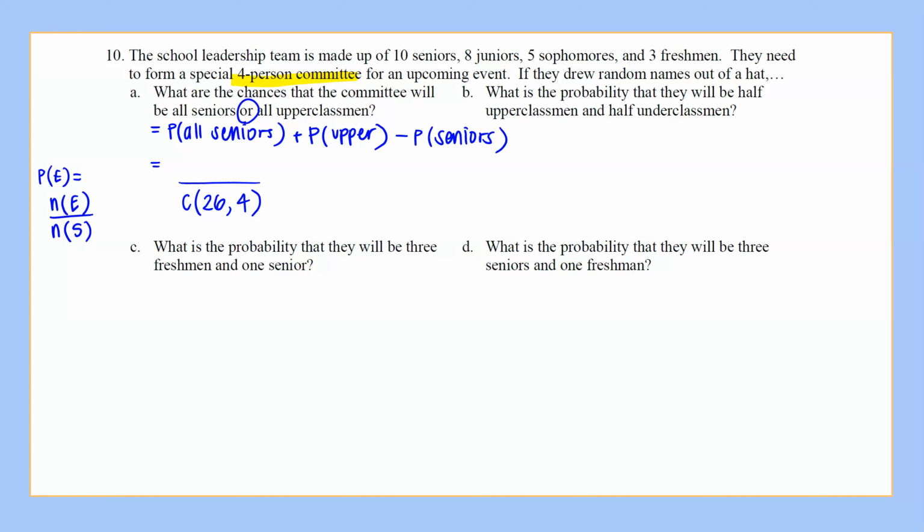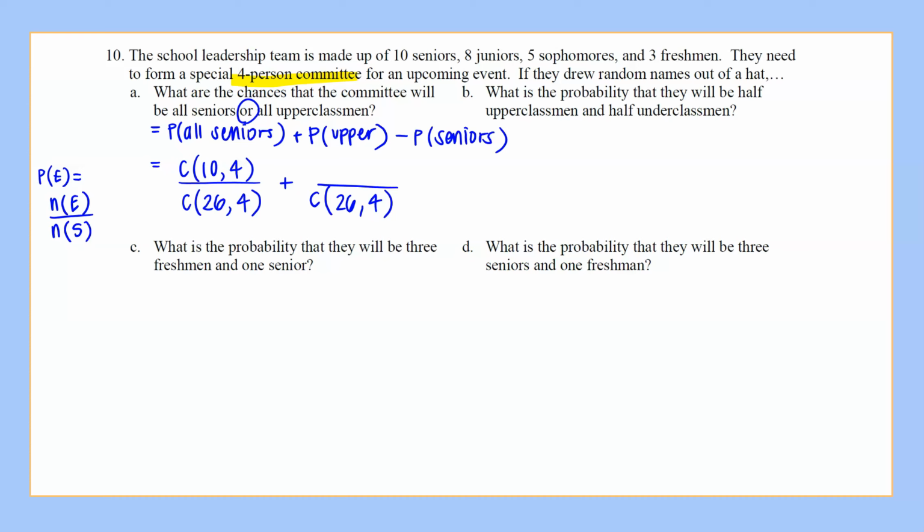In my numerator, I also want to know what is the number of ways my event can occur. My event is that I pick all seniors for this 4-person committee. So the combination of the 10 seniors that I have, how many different ways can I select 4 of them, plus the probability of picking all upperclassmen. Again, the denominator is the same. The number of total in my sample would be the combination of 26, 4. That's how many different ways I can select a 4-person committee.